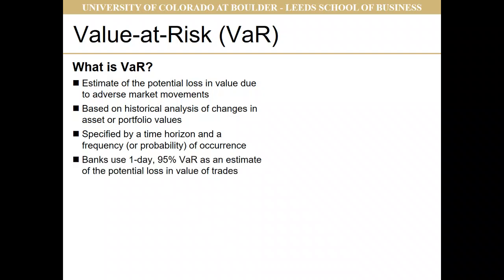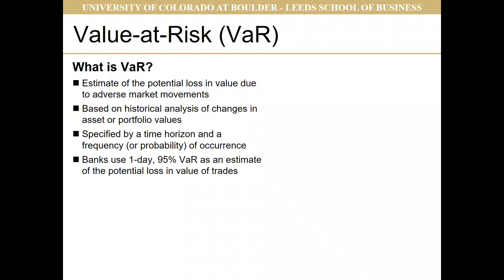So banks typically use a one-day 95th percentile value at risk as an estimate of the potential losses in value of trades. So the time horizon for a bank is 1 day, but sometimes it could be 2 weeks or 1 week or 5 days or a year. We can choose our time horizon, which is relevant. So let's talk about a 1 day, 95th percentile value at risk. This is a number. It's a loss number.